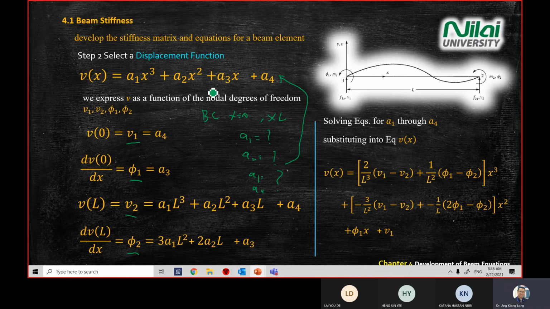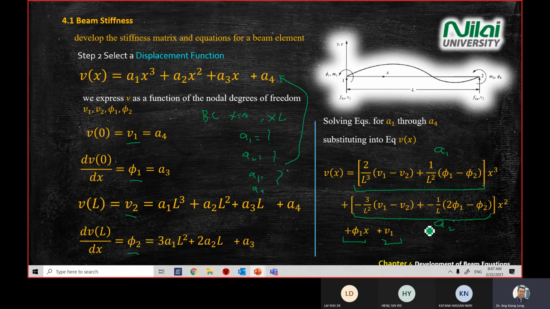So at the end, our displacement function in terms of A1, A2, A3, A4, we get in this form. For the first term, x power 3, you get A1 equal to this lengthy equation. If you rearrange, A2 will equal this lengthy equation minus 3 over L square and so on. That's what you see on the screen. Then A3 will be equal to phi 1, or rotation at point 1, and A4 will equal V1.